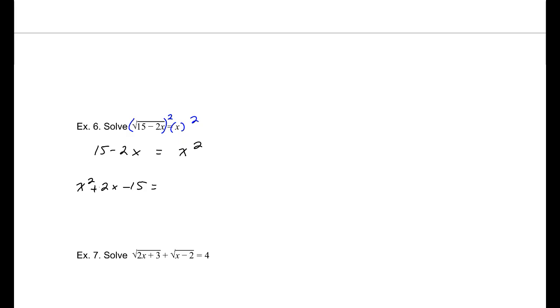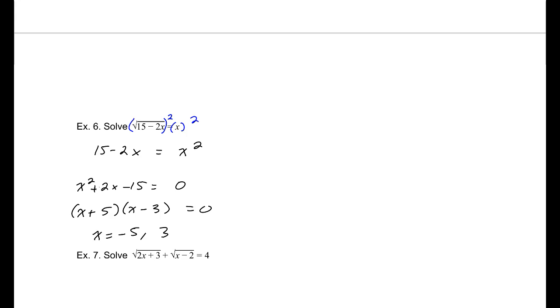All right, so this will factor as x plus 5 and x minus 3. Yes, that will work. Setting each of those equal to 0, we see that our solutions are x equals negative 5 and positive 3.